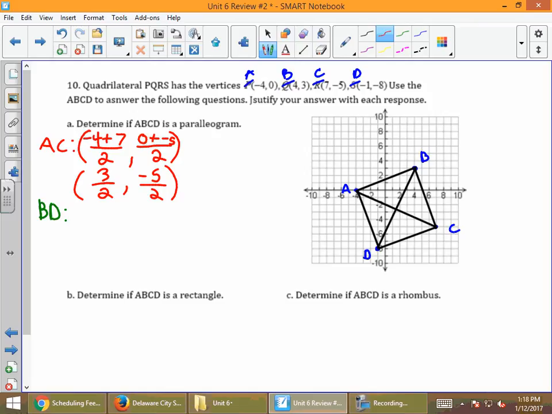We're going to look at BD. Let's see if BD gives me the same midpoint. If it is, that means they bisect one another. All right, let's go. Same exact formula. Divide by 2, divide by 2. BD, what's the x value in B? It is 4. Plus the x value of D, negative 1. Back to B, 3 plus negative 8. When I do so, 4 minus 1 gives me a 3 over 2. So far, so good. 3 minus 8.